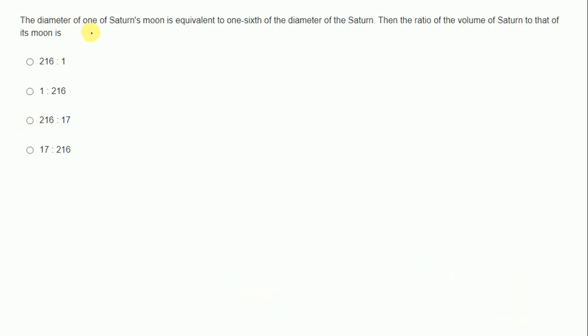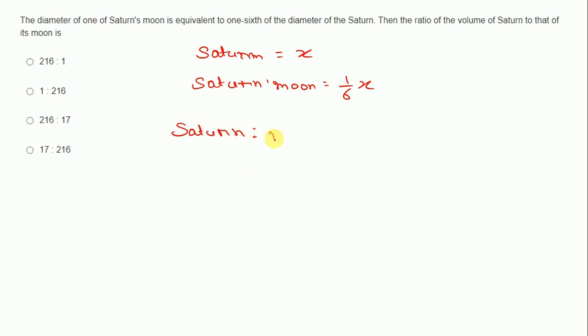Now the diameter of one of Saturn's moons is equivalent to 1/6 of the diameter of Saturn. So let Saturn's diameter be x, then the moon's diameter will be 1 by 6 x. Now it has been asked, the ratio of the volume of Saturn to that of the moon. So the ratio of Saturn to moon has been asked.